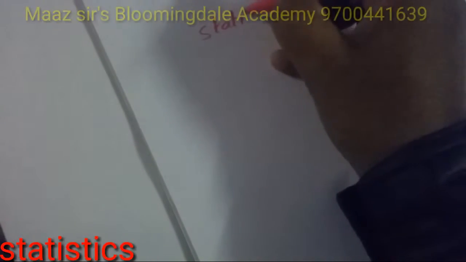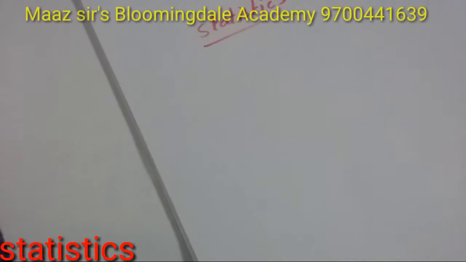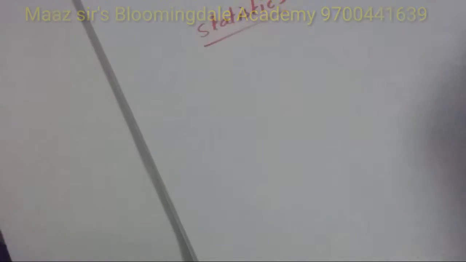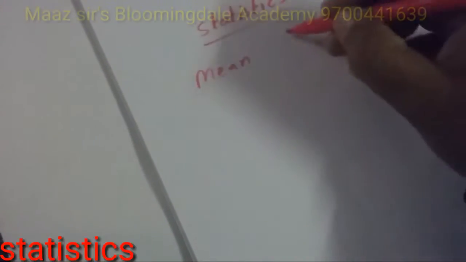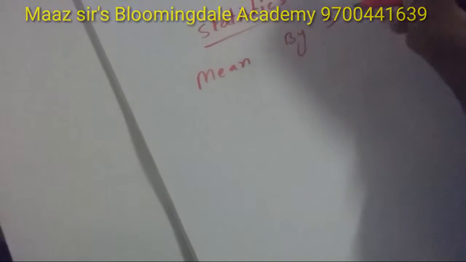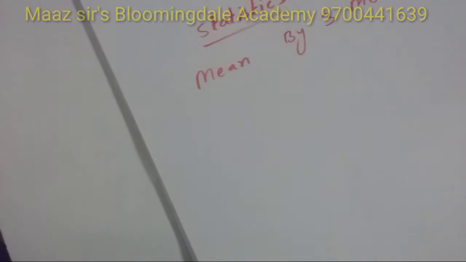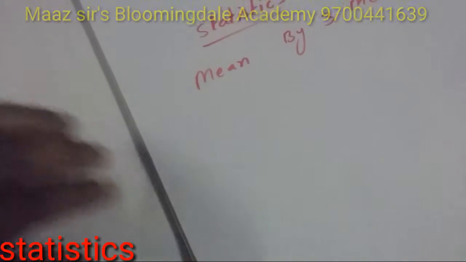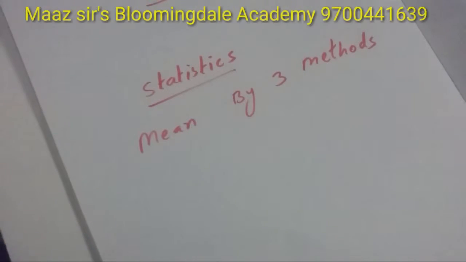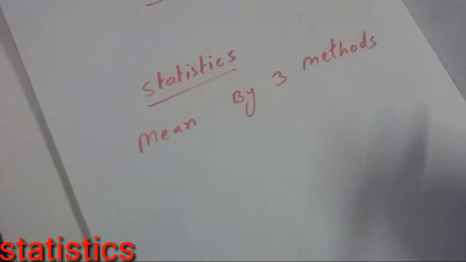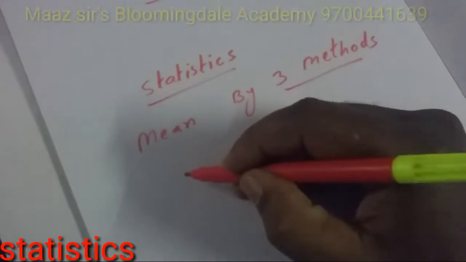Discuss about statistics. In this chapter, we have to find out the mean by three methods. So basically there are three methods to find out the mean.